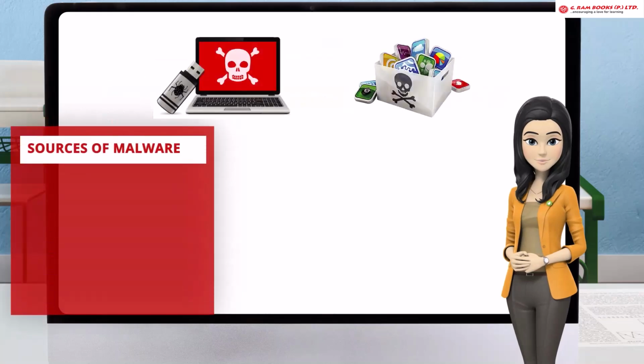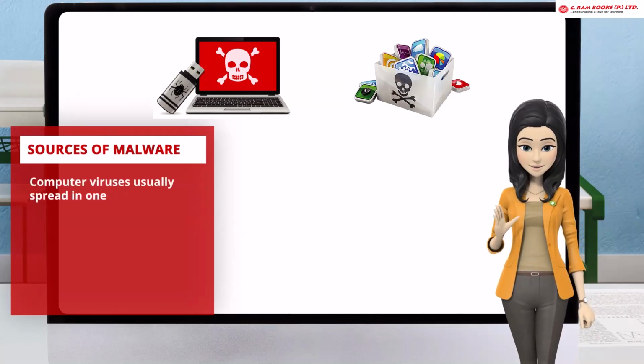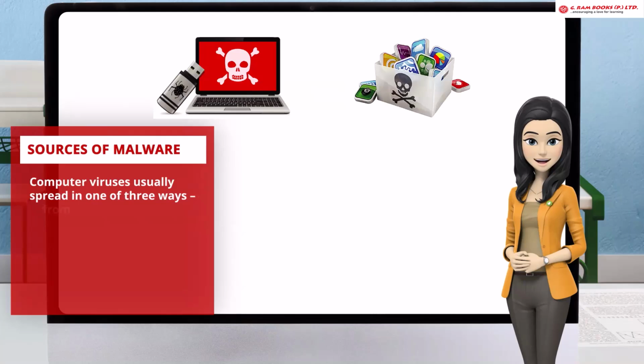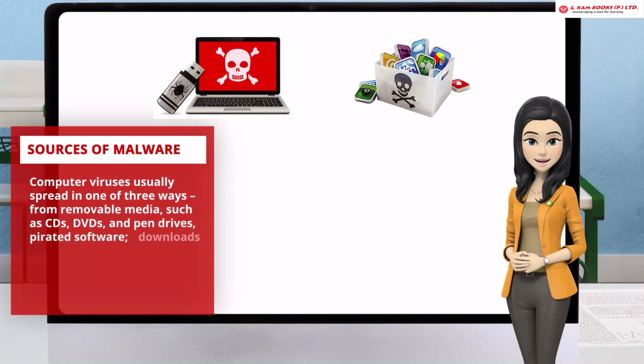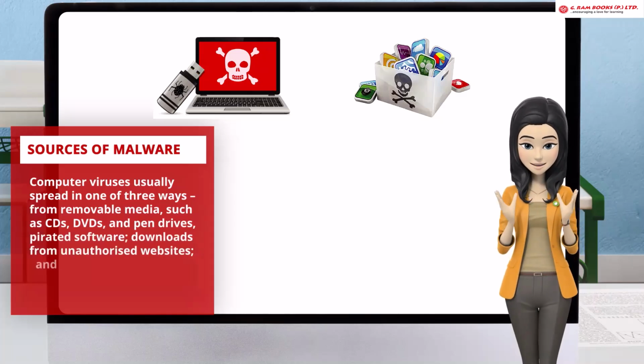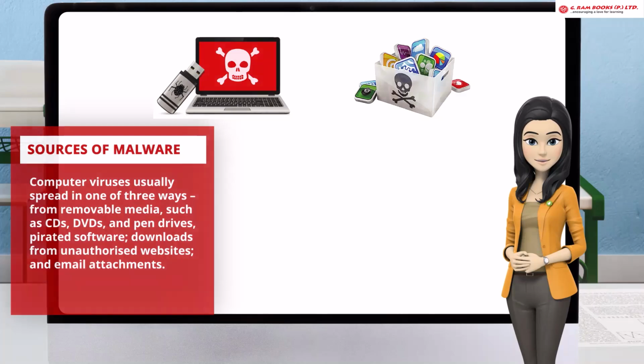Sources of malware. Computer viruses usually spread in one of three ways: from removable media such as CDs, DVDs, and pen drives, pirated software, downloads from unauthorized websites, and email attachments.